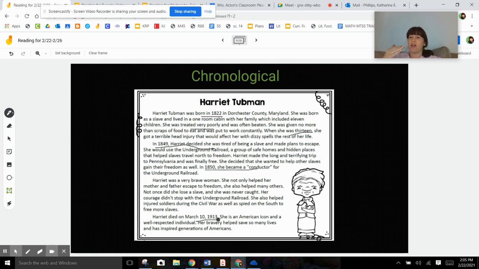So this is chronological order. It's things that have happened in the past. All of these things happened a long time ago. That's why we can write them. And most importantly, it's happening in order.